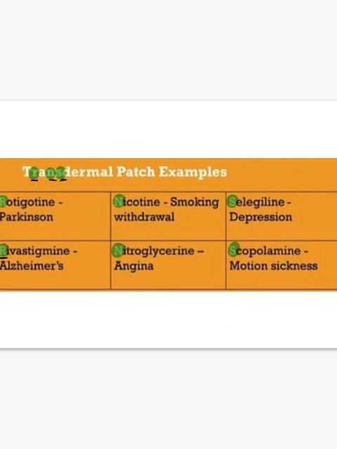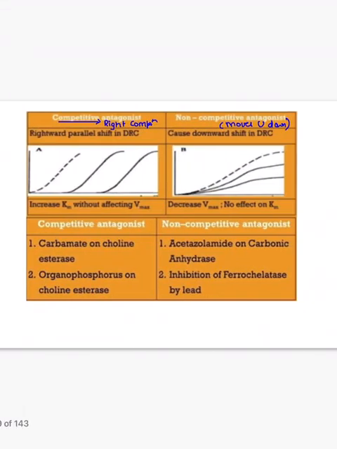Then rivastigmine. So what are the other drugs for Alzheimer, guys? Recall with me: donepezil, rivastigmine, galantamine. So rivastigmine is a transdermal patch. Nicotine for smoking withdrawal. Nitroglycerin, that is used for angina. S, that is selegiline, used for depression, and scopolamine, used for motion sickness, which is a frequently asked MCQ, PYQ. So this is important.